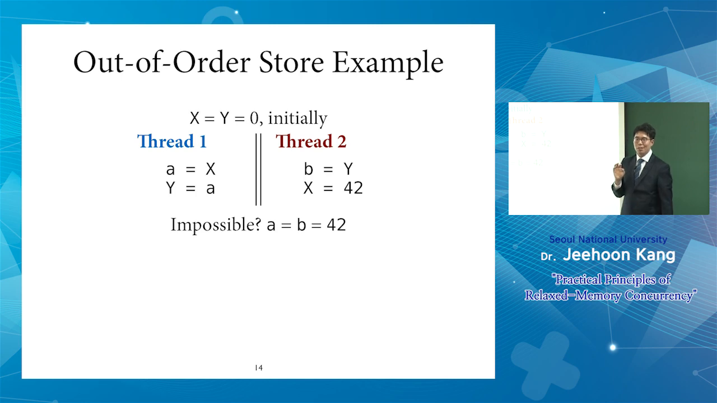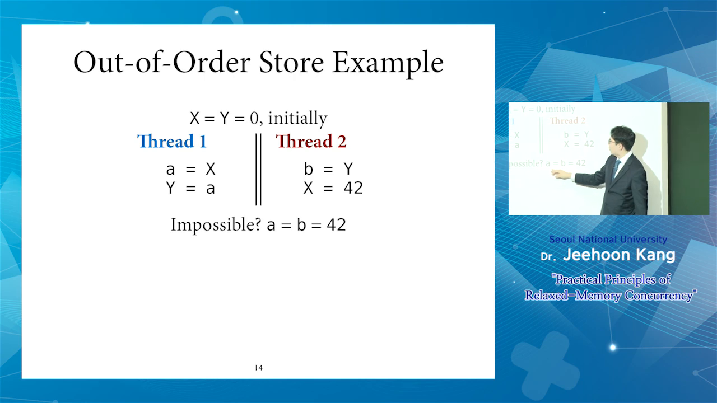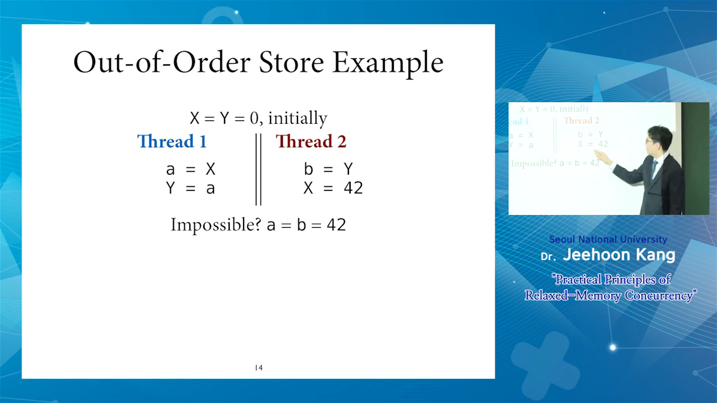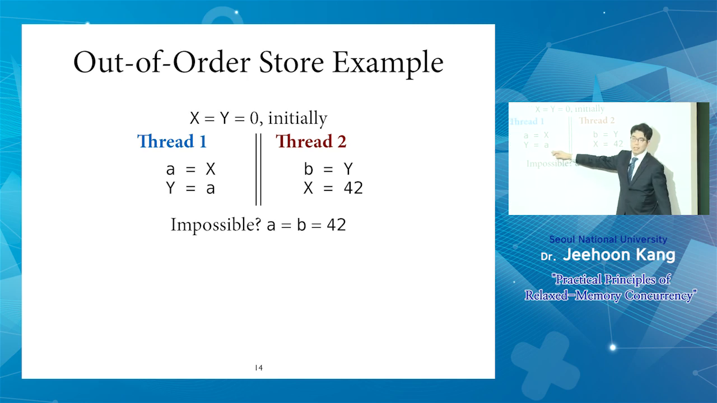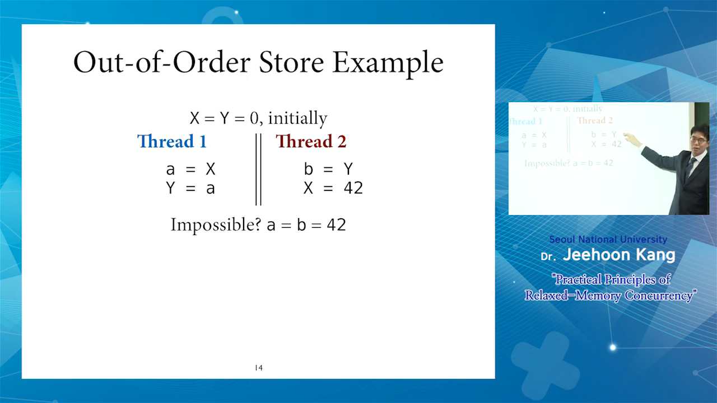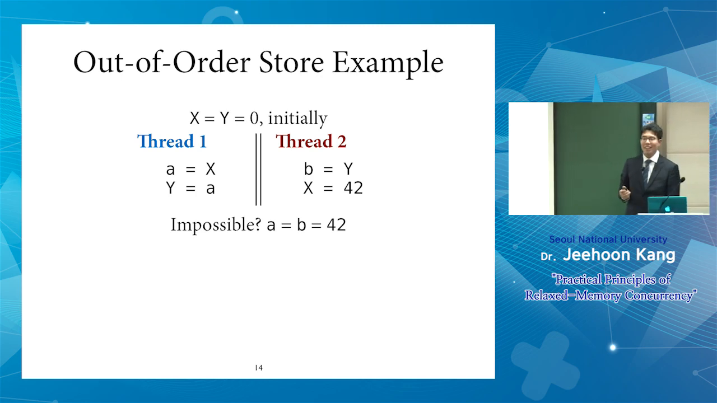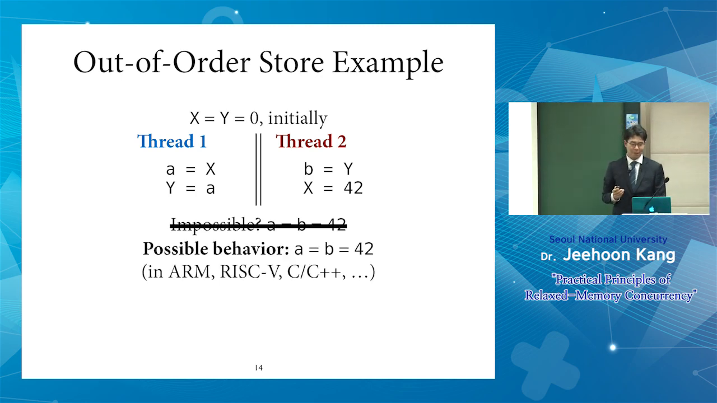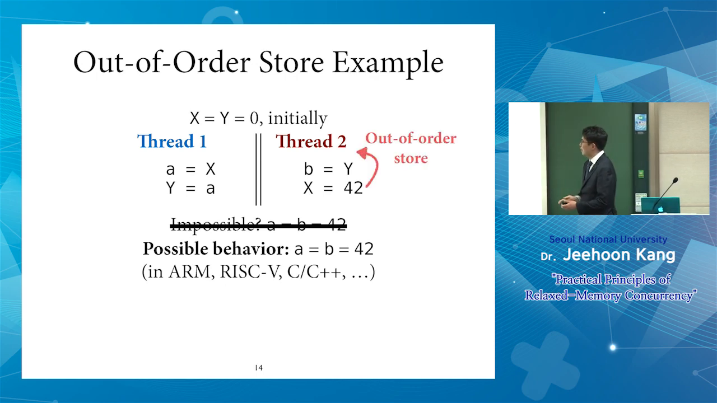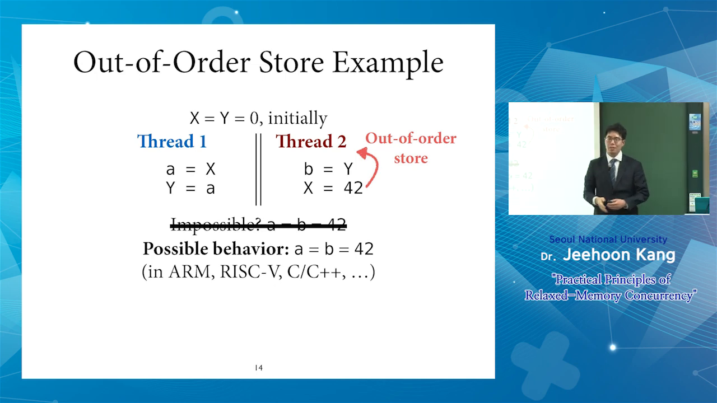You may think that it is impossible because in order for this A to be 42, it should be executed after this write instruction. In turn, this store instruction is executed after this load instruction. Then this load should read from the initial value 0. However, again, it is not how it works in the real world. It is actually possible in ARM and RISC-V and the C and C++ programming languages. Why? Because this store can be executed in an out-of-order fashion.